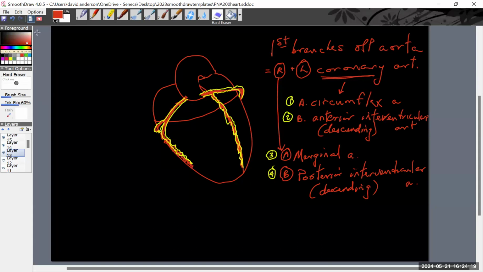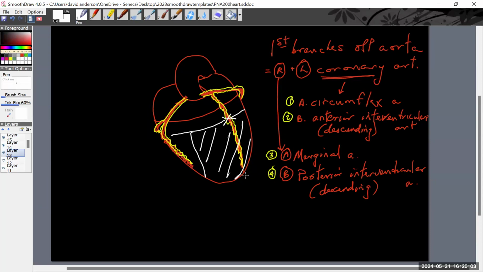So you can appreciate that the anterior interventricular artery, this one we can see here, is going to supply the anterior surface of the heart wall, both ventricles. So you can appreciate that if there was a blockage right here, then this entire portion of the heart is going to be without a blood supply.